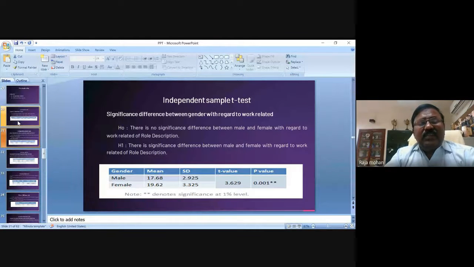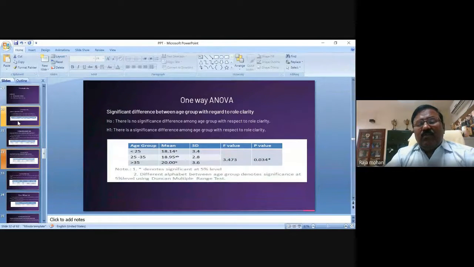Here, the example we gave was that there is no significant difference between male and female with regard to role description. This is given as gender and role description, and we can test whether we are agreeing with this or rejecting it. The same thing you can use for anything, and the concept we have here is role clarity, because we know the work.